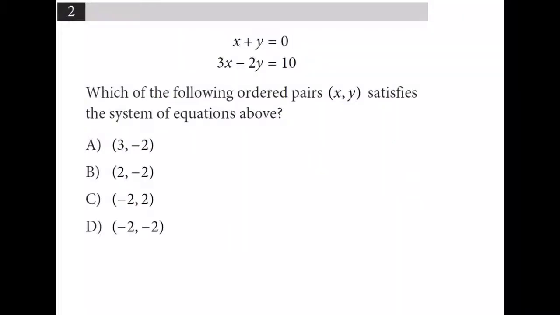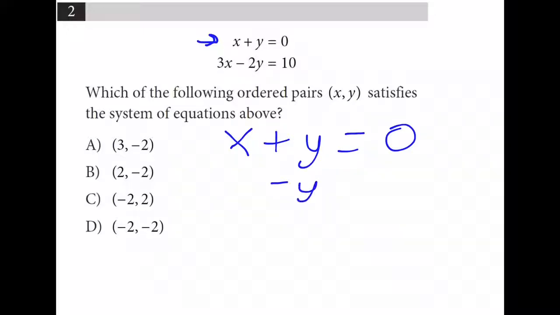For number 2, x plus y is equal to 0 and 3x minus 2y is equal to 10. Which of the following ordered pairs, x, y, satisfies the system of equations above? Given that the coefficients of the x and y terms in this first equation here are both 1, that's where I'm going to start. I'll solve for one of the variables and plug it into the second equation. I could solve for x or y, it doesn't really matter. Let's just pick one. We'll say we solve for x.